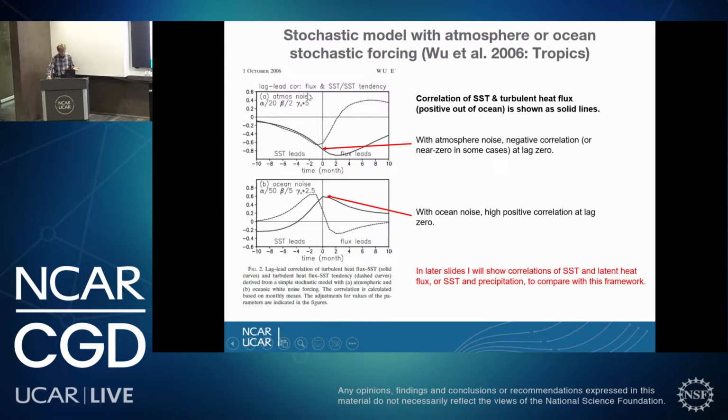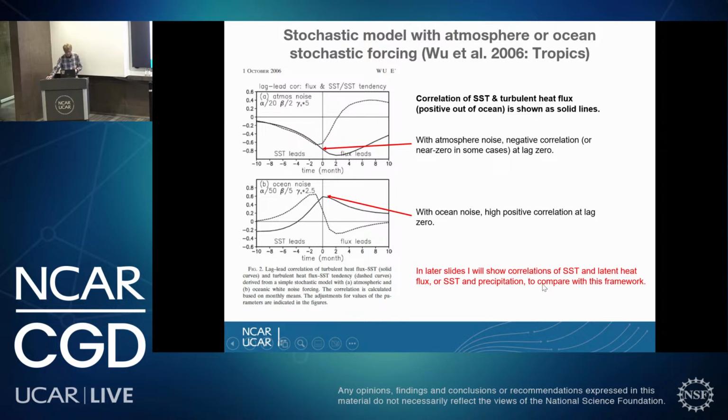So with the atmosphere noise, follow the solid line. You have a negative correlation at zero lag between the SST and the turbulent heat flux. And here, positive values of turbulent heat flux are out of the ocean. But when you include ocean noise, it flips the sign at zero lag, again this solid line. You get a positive correlation between SST and turbulent heat flux.